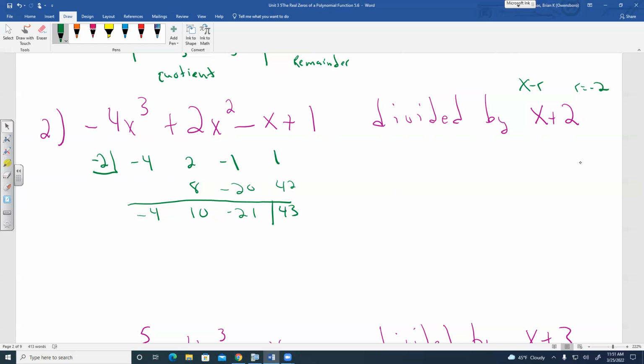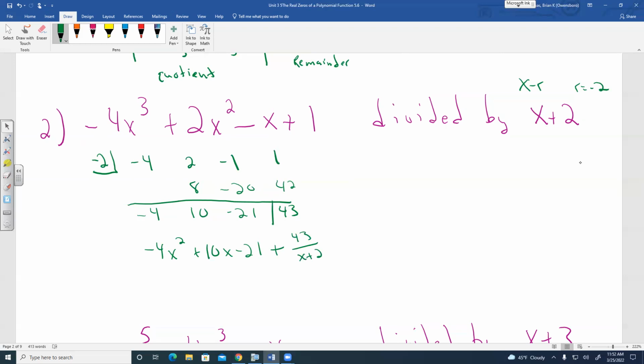So as far as the answer goes, my quotient would be -4x squared plus 10x minus 21. It would have a remainder of 43. Sometimes they write that as part of the quotient plus 43 over my divisor, which was x plus 2.